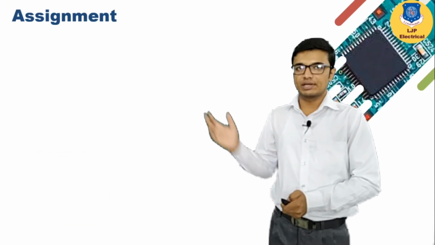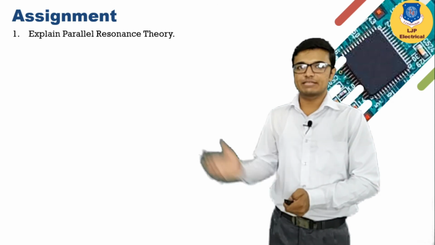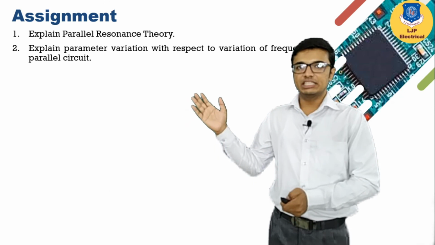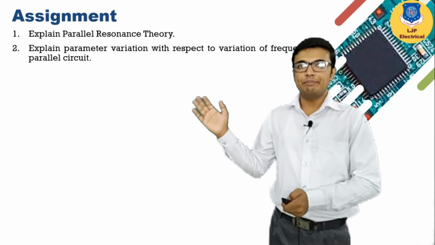So here I have some questions for assignment. The first question is: explain parallel resonance theory. Second is: explain parameter variation with respect to variation of frequency in a parallel circuit.